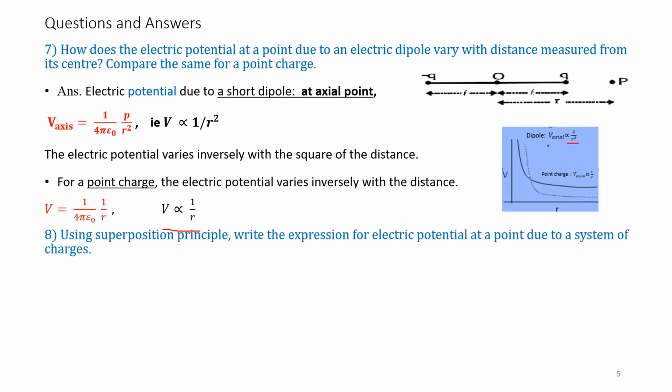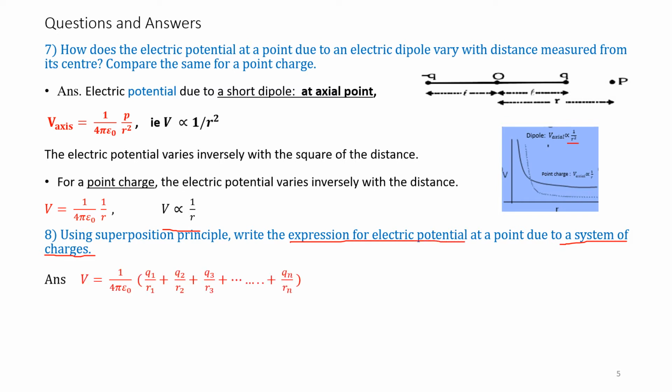Question number 8. Using the superposition principle, write the expression for electric potential at a point due to a system of charges. When we say system of charges, it means a number of charges, Q1, Q2, Q3, like that. And hence we have to write an expression, an equation for electric potential V.